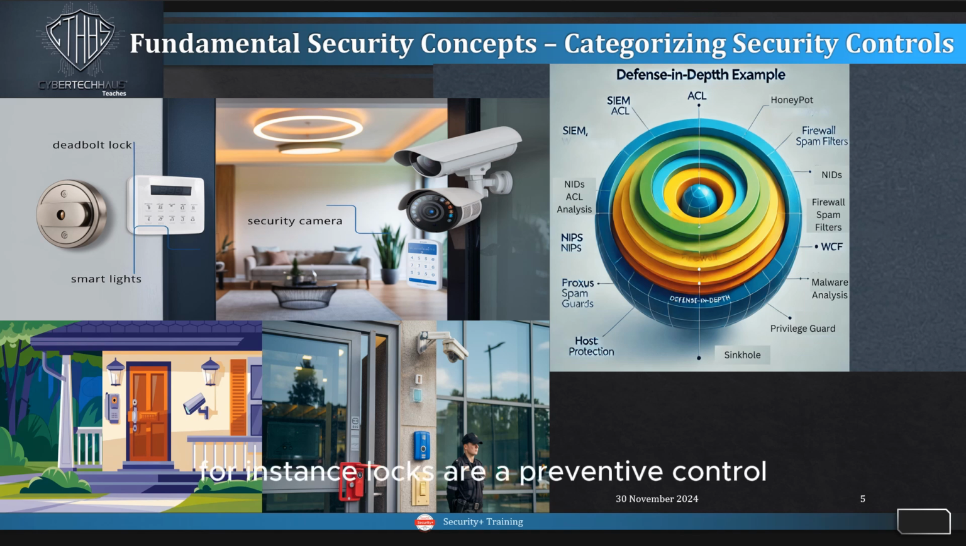For instance, locks are a preventive control because they stop intruders from getting in. An alarm, on the other hand, is a detective control because it alerts you if something happens. Security cameras are detective controls too because they record intrusions. Using multiple layers of security like this is called defense in depth. Layering several controls to improve security. So even if one control fails, like if someone disarms your alarm, another control like the camera still works.